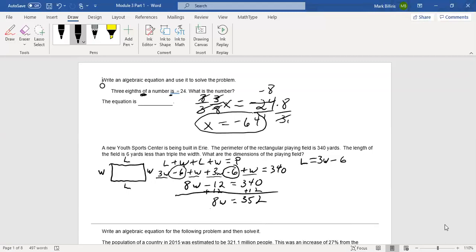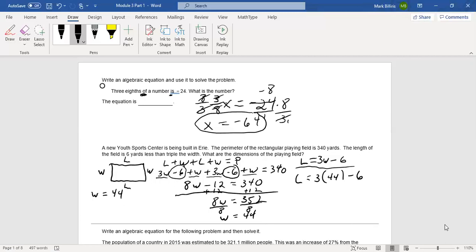So to find W, we're going to divide both sides by 8. So 352 divided by 8 is 44. So we know our width is 44. So W equals 44. Now to find our length, all we need to do is substitute that 44 into W, where we have L equals 3W minus 6, because it says the length is 3 times or triple the width minus 6.